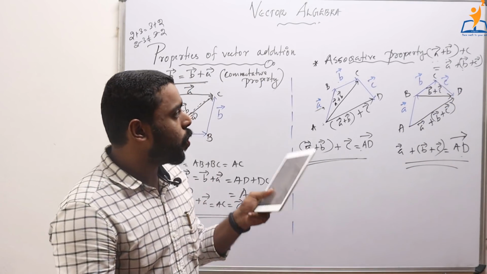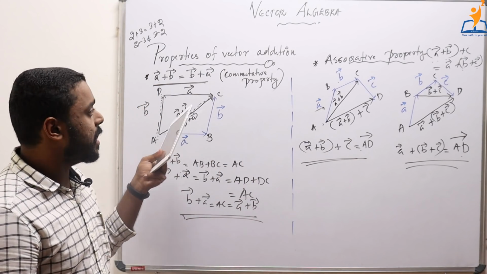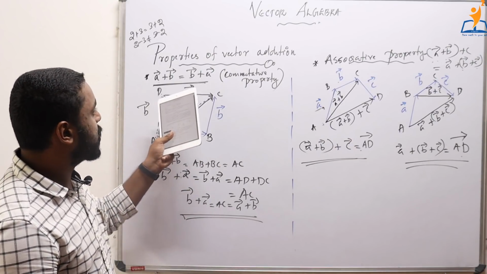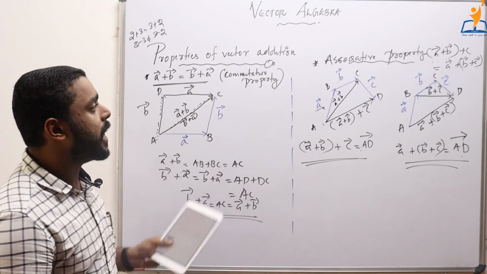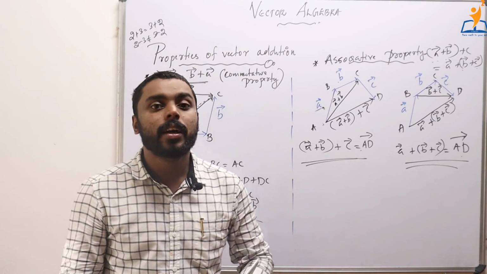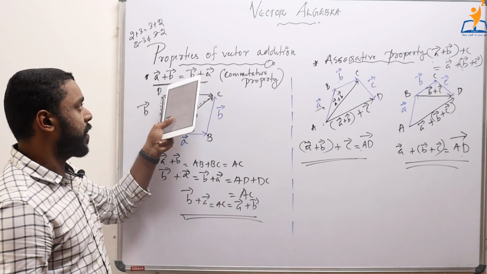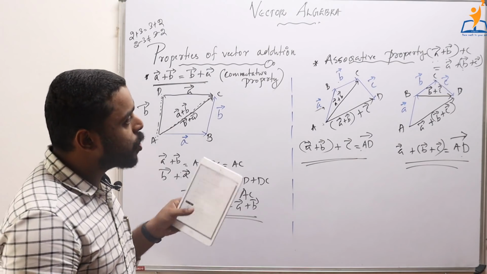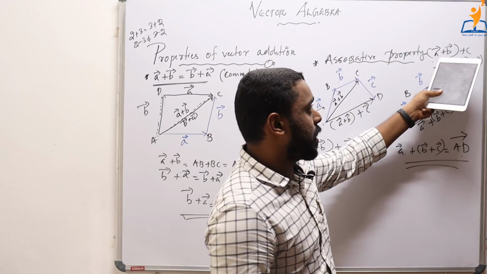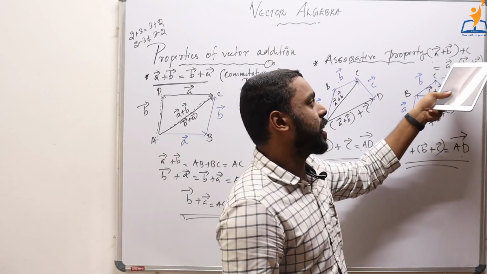Is it clear? So it is easy to prove that all vectors satisfy vector addition properties such as the commutative property and the associative property. By commutative property we mean that two vectors satisfy it whenever vector A plus vector B is equal to vector B plus vector A, and vectors satisfy the associative property whenever vector A plus vector B plus vector C is equal to vector A plus (vector B plus C).